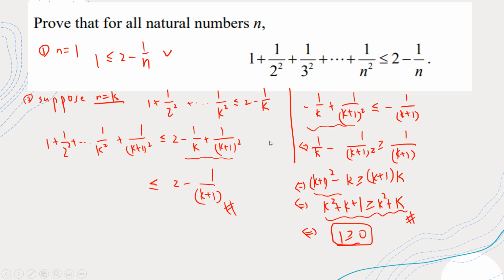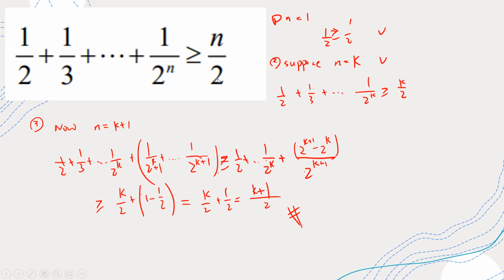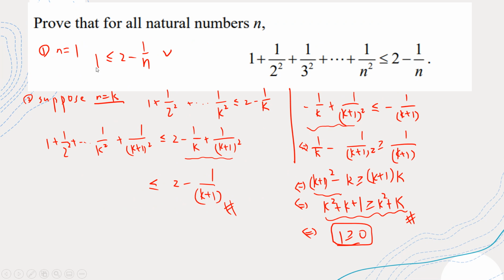Okay, maybe I'll just go through this one because I think these three are also simple. This one is also famous, you can use this to prove that the sum of 1 over n squared converges by using mathematical induction. Okay, so we want to prove this. For n equals 1, 1 is greater or equal to 2 minus 1, right? So it's correct. Suppose n equals k is correct, so 1 plus 1 divided by 2 squared up to 1 divided by k squared is less or equal to 2 minus 1 over k.